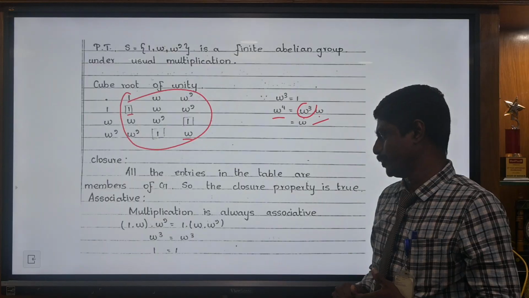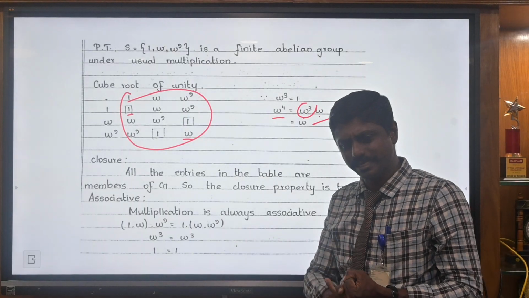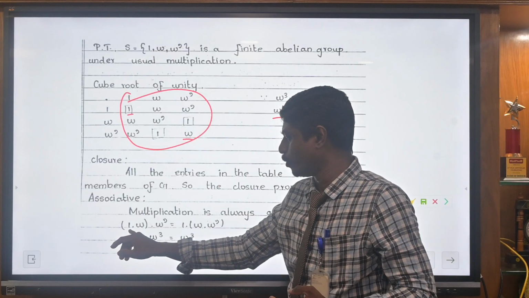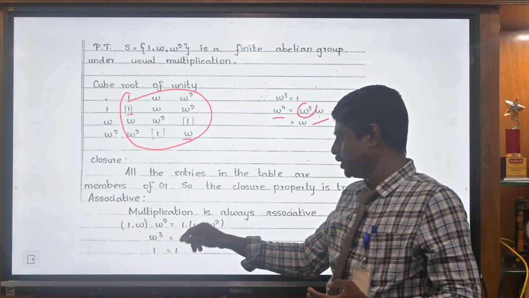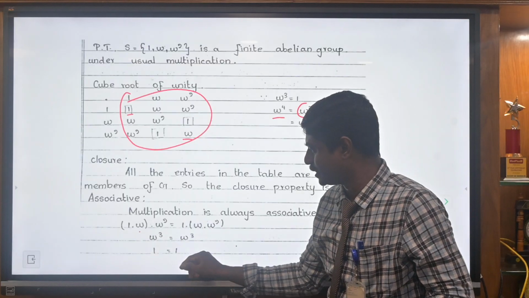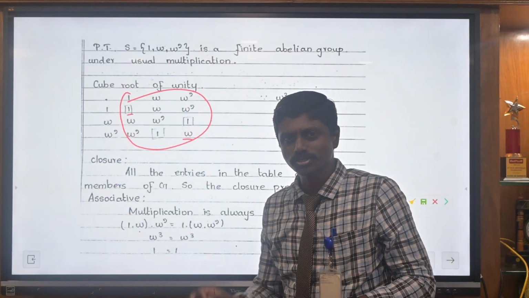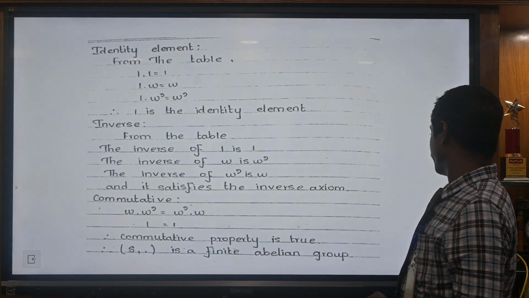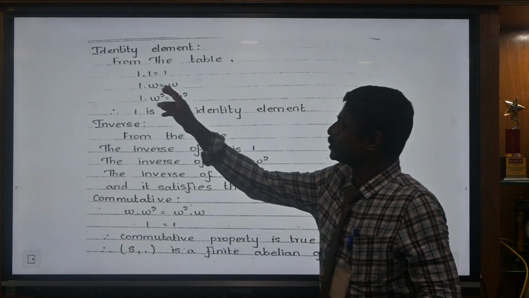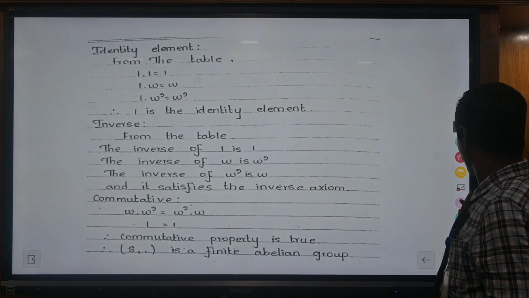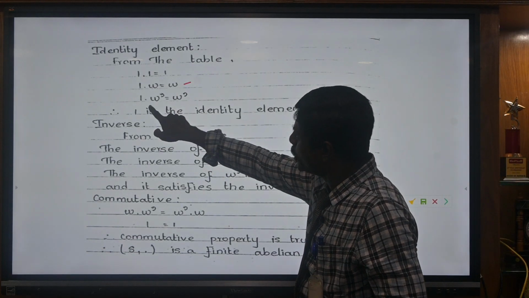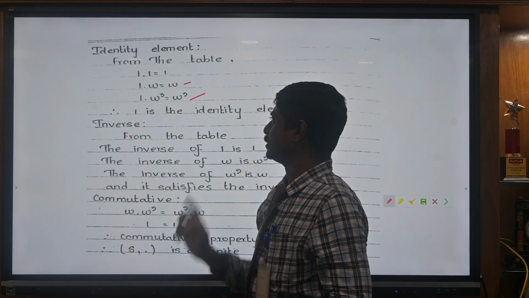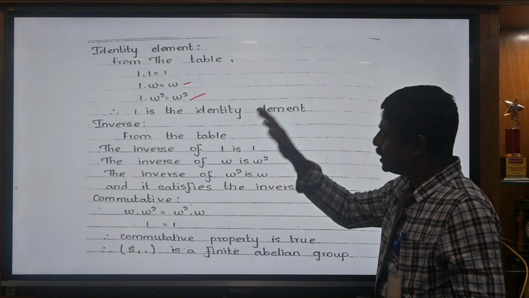Next one is associative. Multiplication, like addition, is always associative. Here, 1 with 3 elements. I just substitute: 1 into (omega into omega square) equals (1 into omega) into omega square. You see, LHS equals RHS. Here the associative law is also true. Just identity. What is the identity element? Just 1 into 1, 1 into omega, 1 into omega square. Therefore, if you multiply with 1, you will get the same answer. So 1 is the identity element in this group.